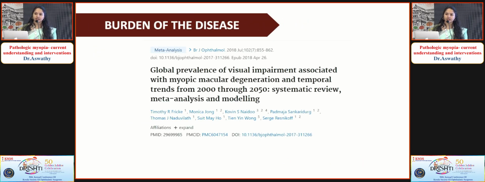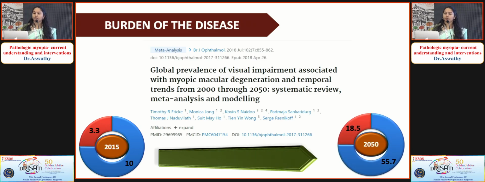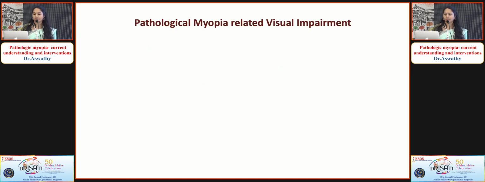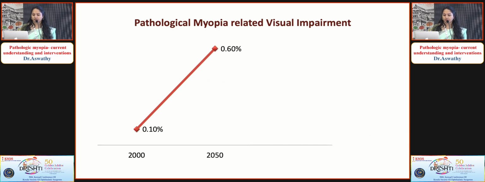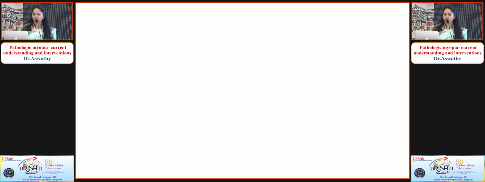So how much are we burdened by this disease? According to various meta-analyses, in 2015, around 10 million people were visually impaired from myopia, of which 3.3 million were blind. And it's projected that by 2050, around 55.7 million people will be visually impaired from myopia, of which 18.5 million will be blind. So the prevalence of myopic visual impairment is gradually rising from 0.1% in 2000 to 0.6% in 2050. And it is almost 2 to 4 times higher in the Asian population as compared to Europeans.